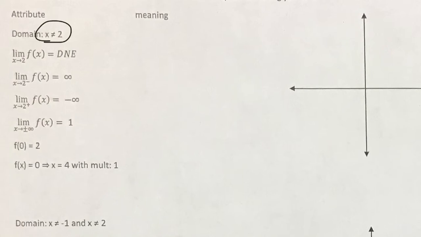X cannot be equal to 2. So when we're talking about domain restrictions and the graphs of our rational functions, this can be one of two things. This is either a vertical asymptote or this is a hole in our graph. Those are the only two things that happen if you have a domain restriction. We either have a hole at that x value or we have an asymptote at that x value.